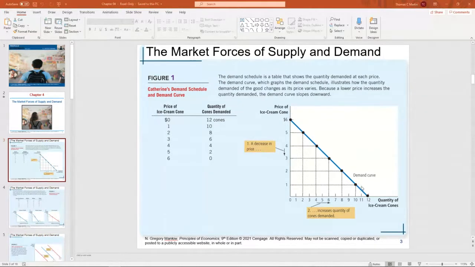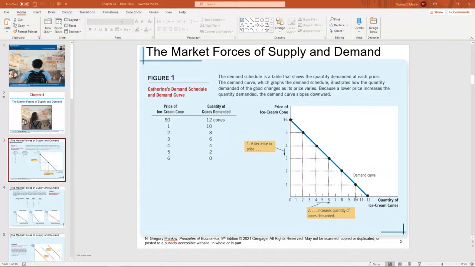What we're looking at here is the demand for ice cream cones by Catherine. And we can see if they're free, Catherine wants a bunch of them. But if they cost $12 per unit, Catherine wants 0. This is a downward sloping, negatively sloping curve, because as the price goes up, the quantity demanded will fall.